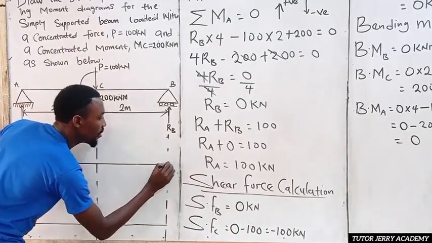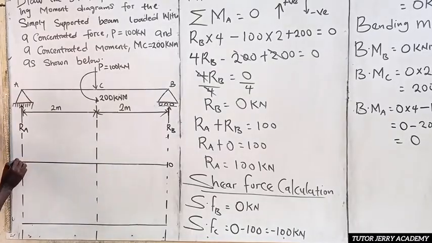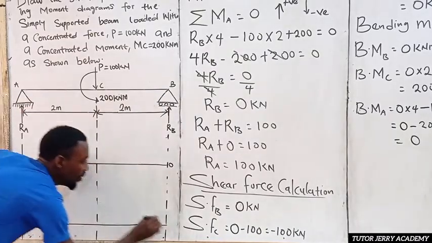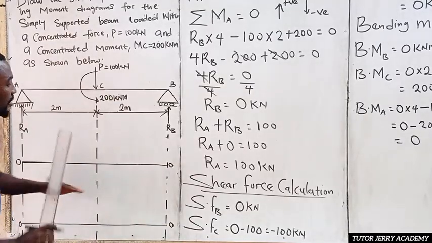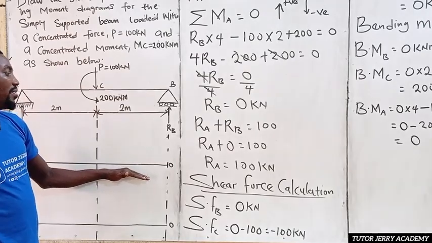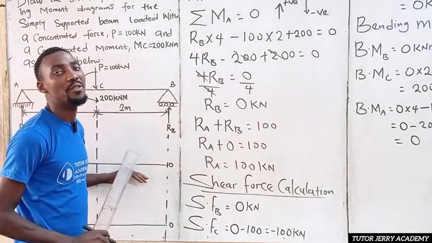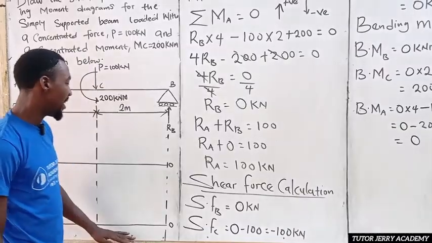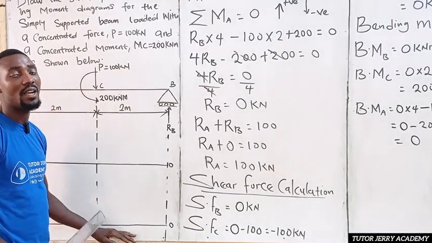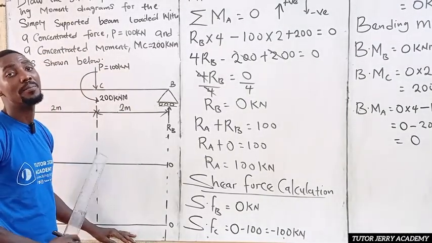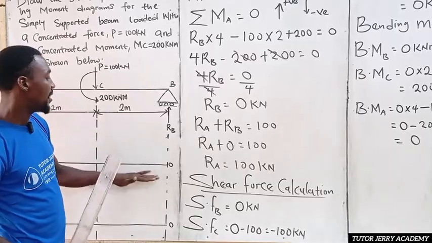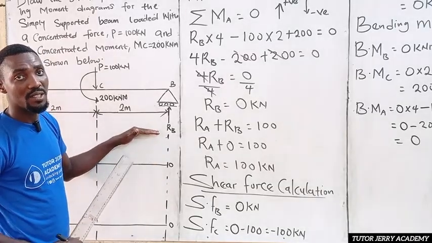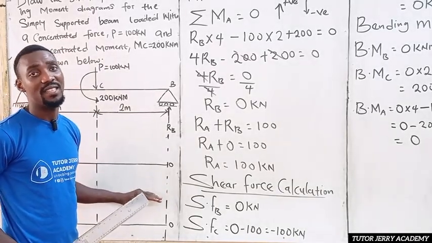Now, this point is going to be 0. This point too is going to be 0. This point here is going to be 0. This point here is going to be 0. So this line here is the reference line for our what? For our shear force diagram. This line here is the reference line for our what? Bending moment diagram. All right. So now you need to note that anything above this line upward is positive, and anything below is a what? Negative. All right.